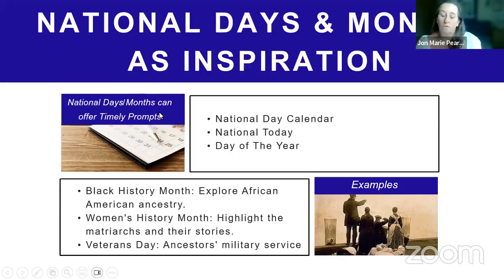Also, months will go by an entire month. That can give you a whole month of content ideas to write about, such as Black History Month, Women's History Month, Veterans Day. So there's tons of places to look. Three websites I use are National Day Calendar, National Today, and Day of the Year. All three of those will give you specific topics or themes for that day, and it can really inspire you.